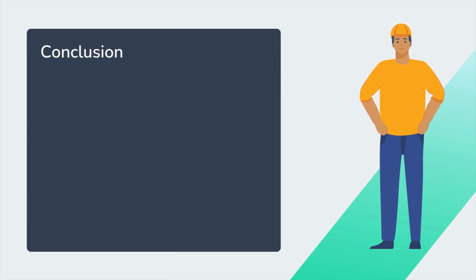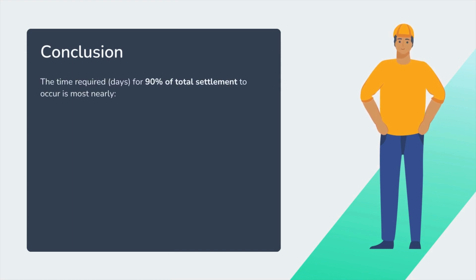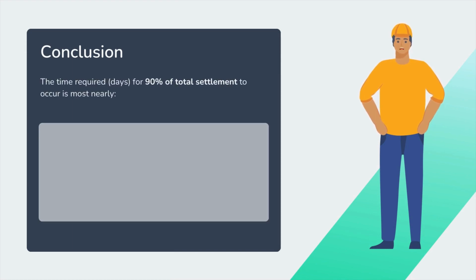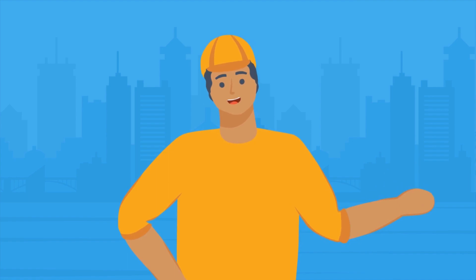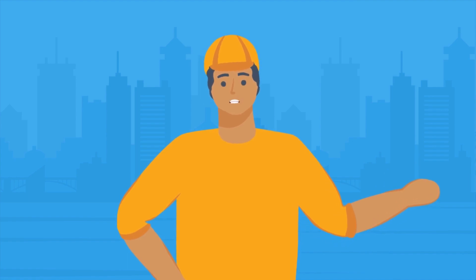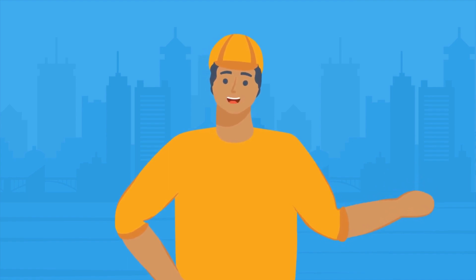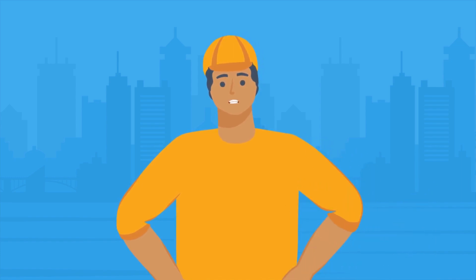In conclusion, the time required for 90% of total settlement to occur is most nearly 480 days. The potentially tricky part with this question is determining the drainage height. By understanding one- and two-way drainage concepts, you'll drastically reduce your potential for errors. The rest of the question is just plug and chug.